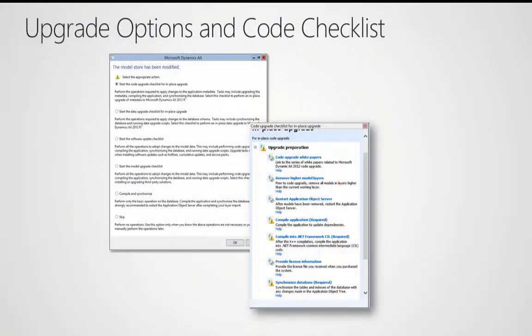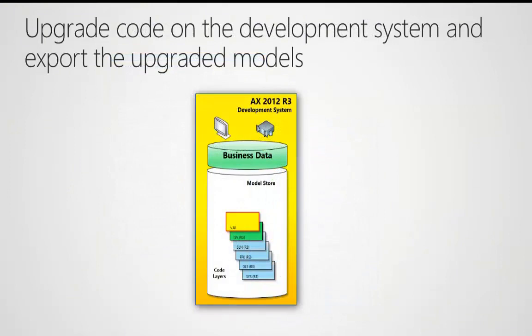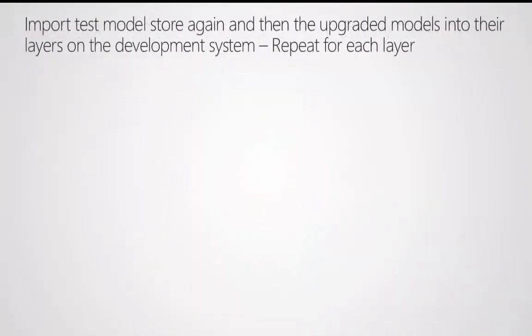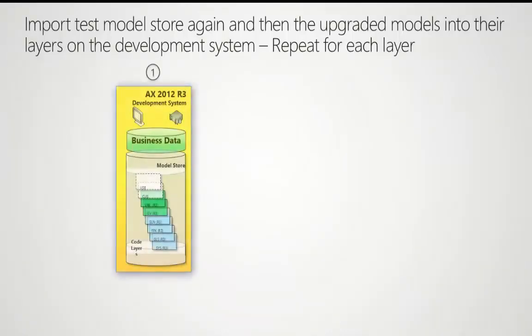You start the AX client and then step through the code upgrade steps and follow the checklist. Once you've completed the code upgrade for the var layer, you then export the var layer to a model file. Now, the next step we need to do, we actually will then import the test model store again directly on top of the development environment. So this will actually, in theory, overwrite the var layer you've just upgraded.